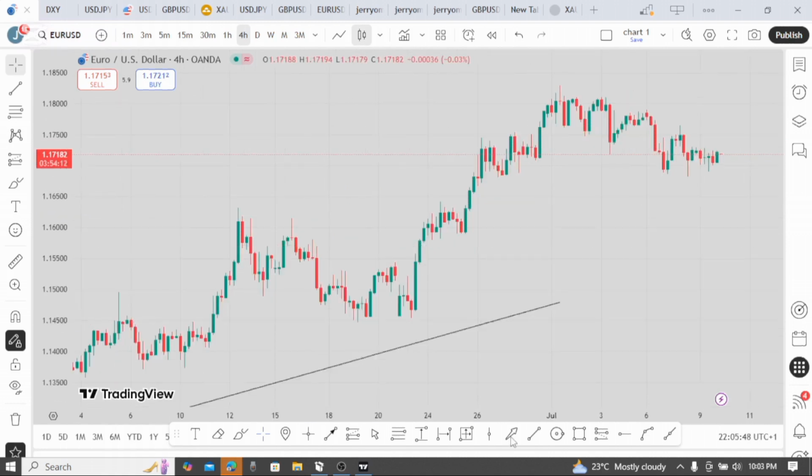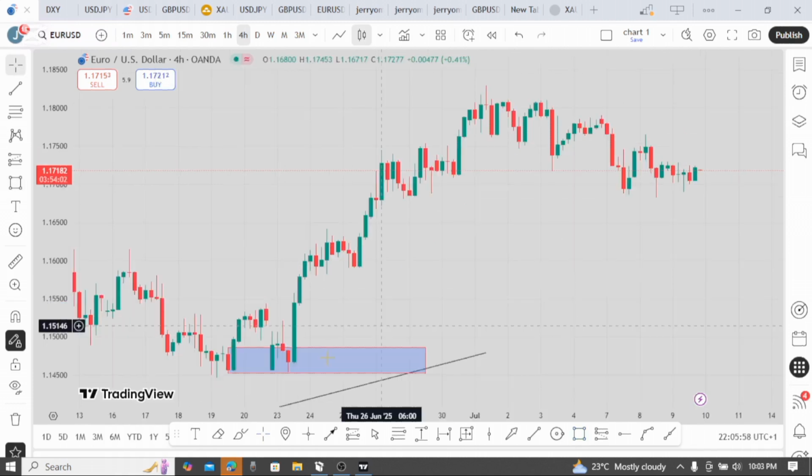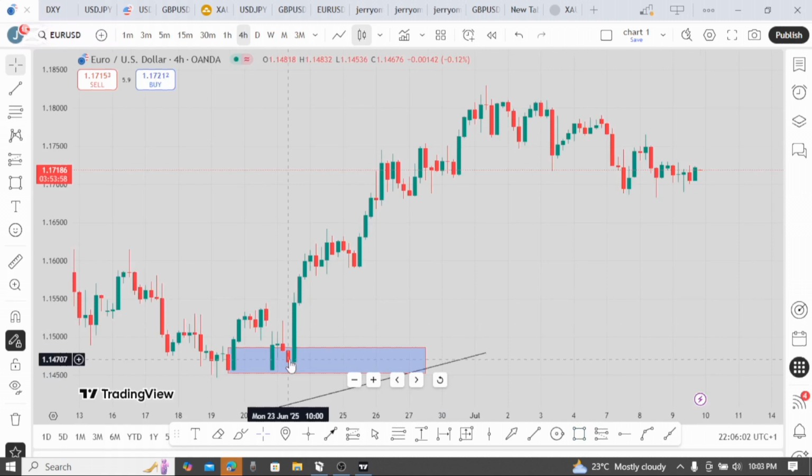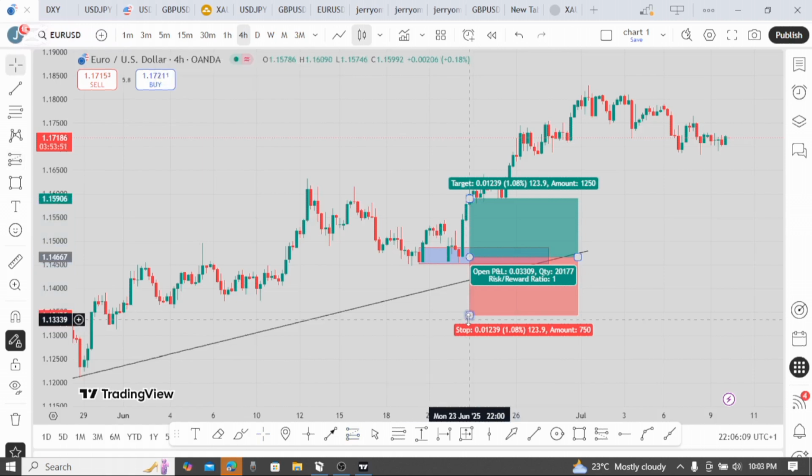Then the next thing is that you identify your last sell candle. This is our last sell candle here. You see it, our last sell candle here. You mark it out. Now price went up, price came back to the zone here. This is where you take your trade. Price went up, you see it, price went up and price came back again.